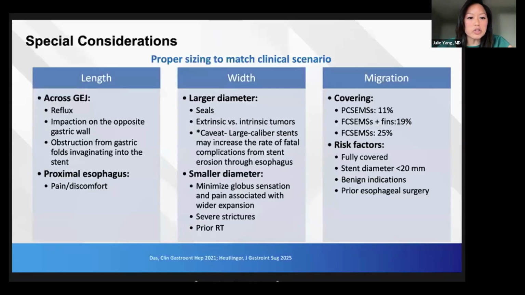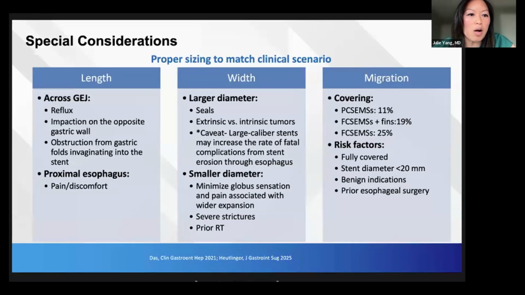So some special considerations, which I sort of alluded to, but the big picture is that you really want to have proper sizing to match your clinical scenario. So if you're talking about lengths along the esophagus, two major points you have to be concerned about is across a GE junction. So you don't want, if you're going to put a stent across the GE junction, which sometimes you have to do, you're going to be concerned about reflux. You're going to be concerned about impaction of the stent if it's too long against the opposite wall of the stomach. That could lead to bleeding, ulceration.